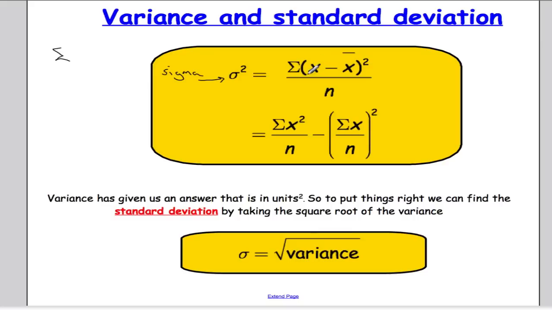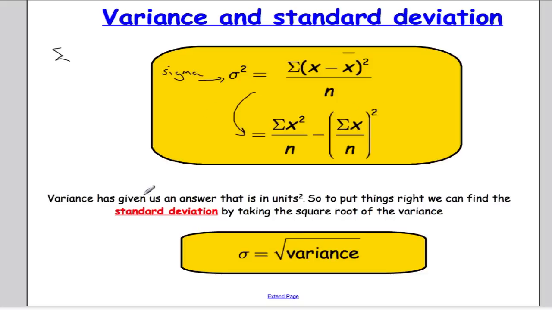Now this formula here, which we'll use in a second, can be simplified to this formula here, which is a far more friendly version. And if you want to remember this formula, which you will need to do for your exam, you need to think about it like this. It's the mean of the squares minus the square of the mean. So let's say that again. It's the mean of the squares minus the square of the mean.